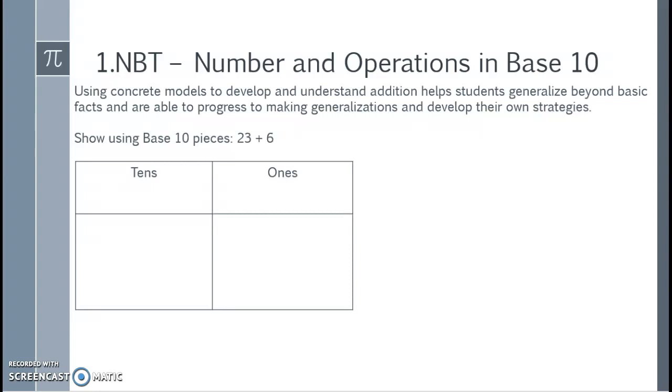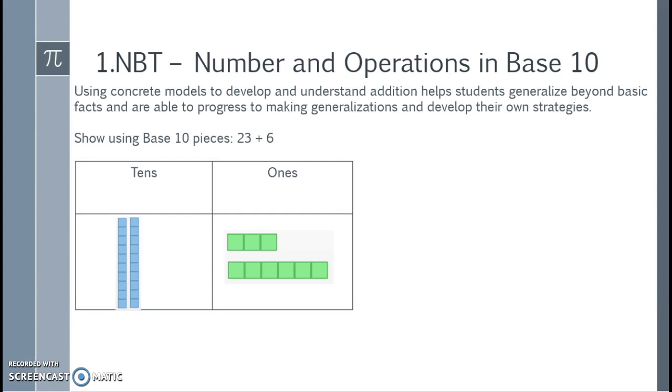Using concrete models to develop and understand addition helps students generalize beyond basic facts and progress to making generalizations and developing their own strategies. So let's show 23 plus 6 using base 10 pieces. So 23 is 2 tens and 3 ones, and 6 by itself is just 6 ones.